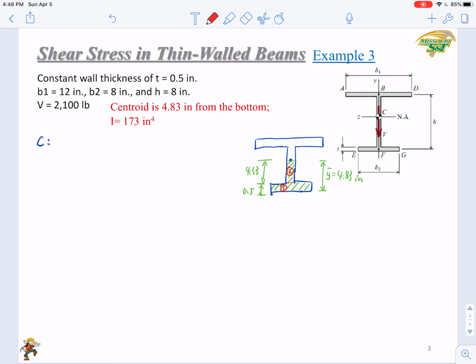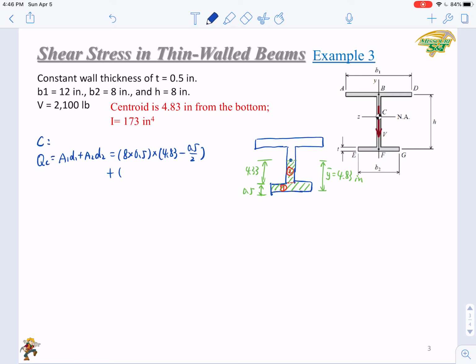Okay. Then the QC can be calculated by A1 D1 plus A2 D2. Right, so A1 is obviously B2 times the thickness. Right, the B2 is 8. Thickness 0.5 times D1. D1 would be y bar 4.83 minus half of the thickness. Right?